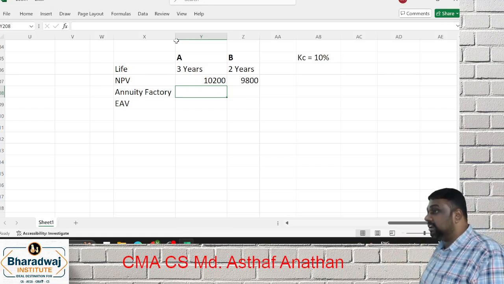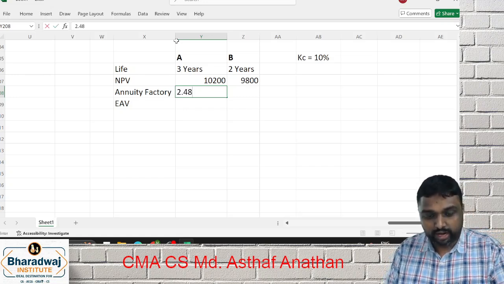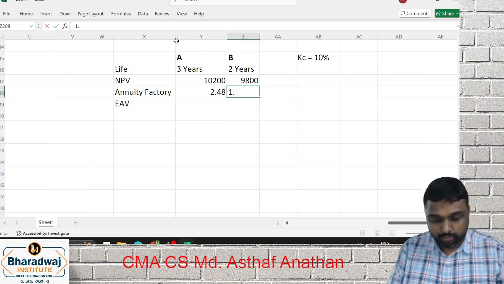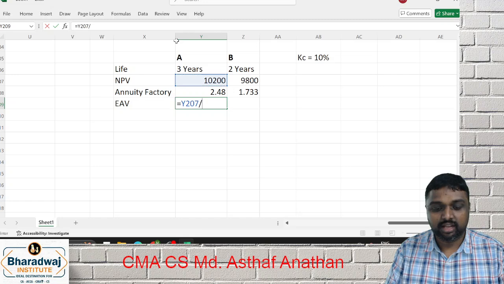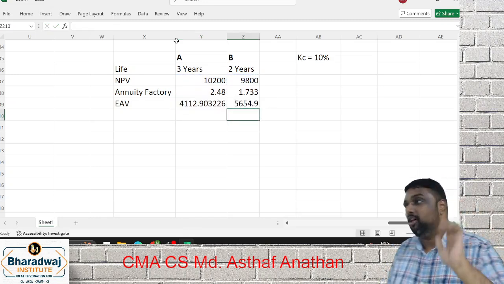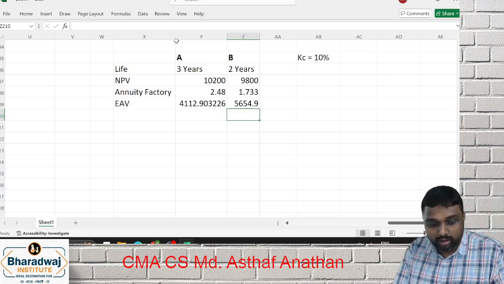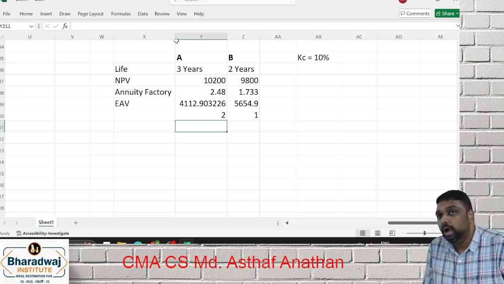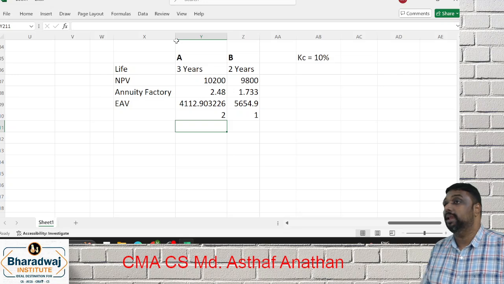So what is the annuity factor, friends? 2.48 for 3 years. What is it for 2 years? 1.733. Now you have to do EAV. How to do EAV, friends? NPV divided by the annuity factor. Now, higher the EAV, better the option. Higher the EAV, better the option. Which one is best? Comparing these two, the best one is B. Are you clear?